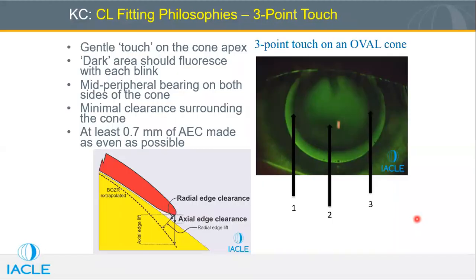नाउ दिस इज द 3-point touch. So can you see the 3-point touch in this fluorescein pattern? So these are the two peripheral touch. We are not seeing any fluorescein here, means the lens is touching here, and here we are seeing a very small clearance, very small touch between the cornea and lens, very feather touch. We say it as a feather touch.